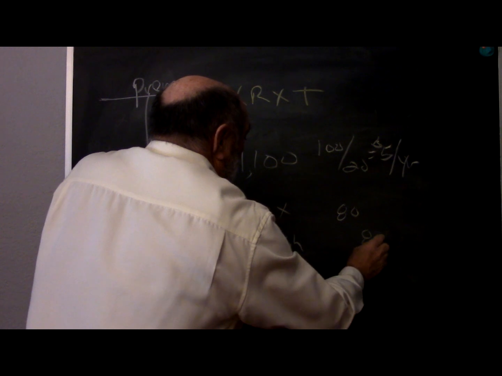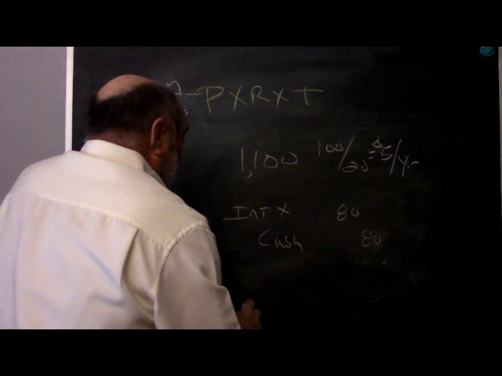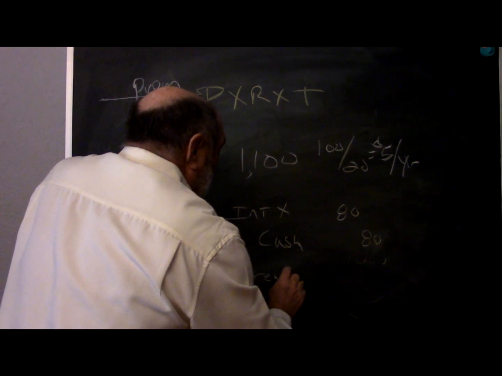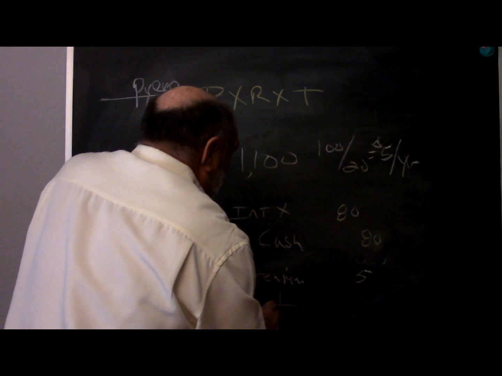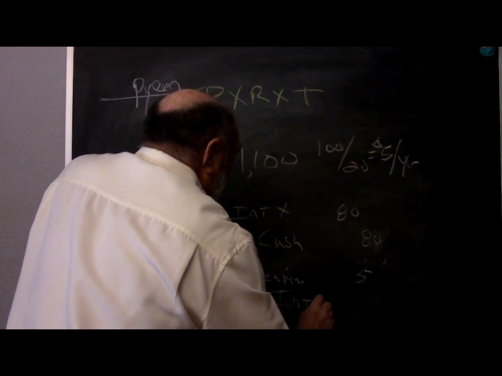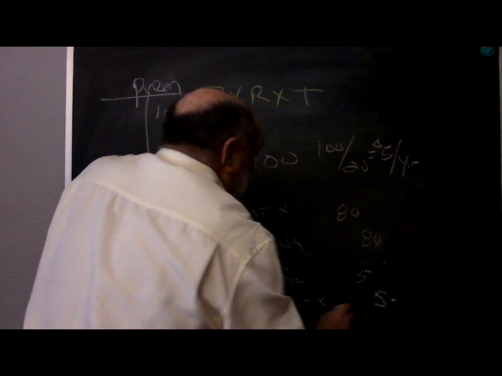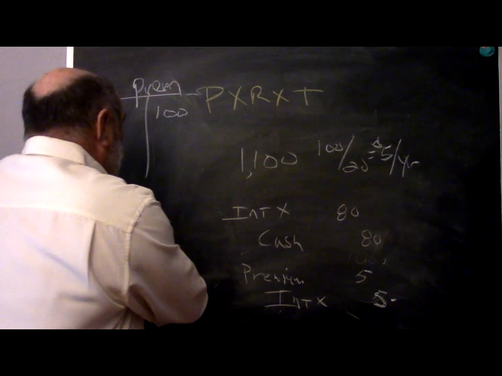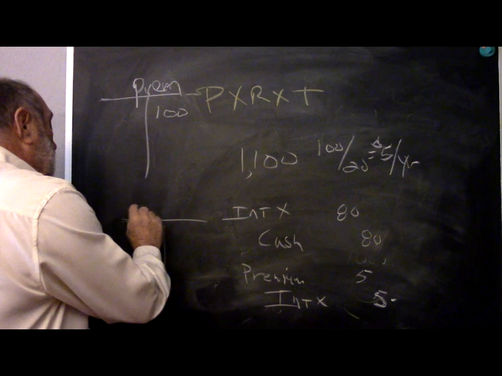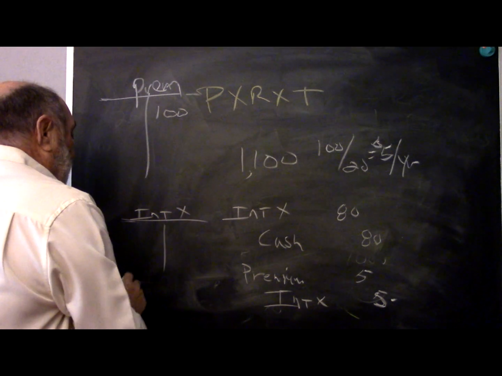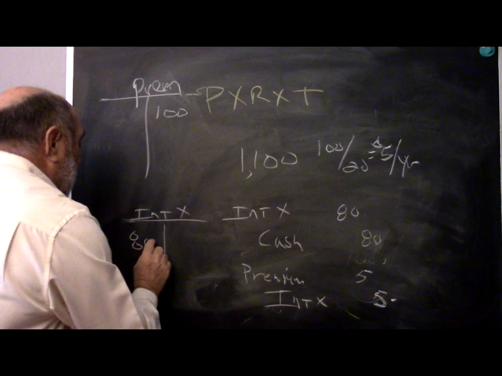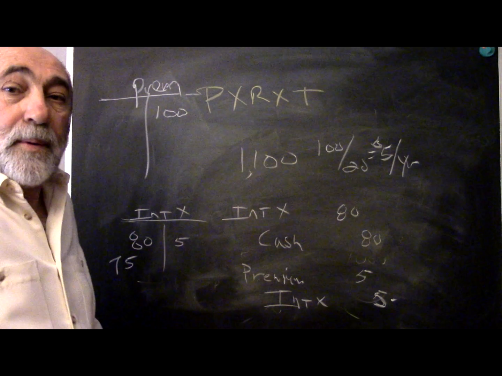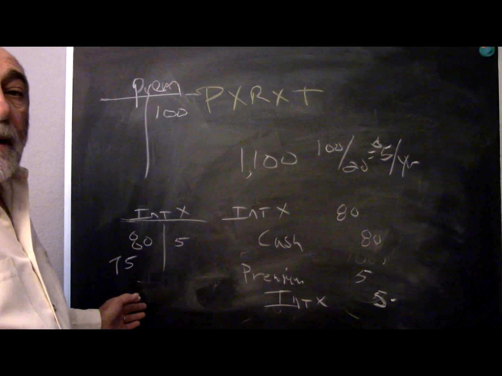80. And now my next one is I debit the premium, $5, and I credit interest expense, $5, because remember the premium represents a reduction in the cost of our borrowing. So when I look at my interest expense, I started out with 80 over here, and then I got a $5 over here. So I would end up with a $75 expense at the end of the year.